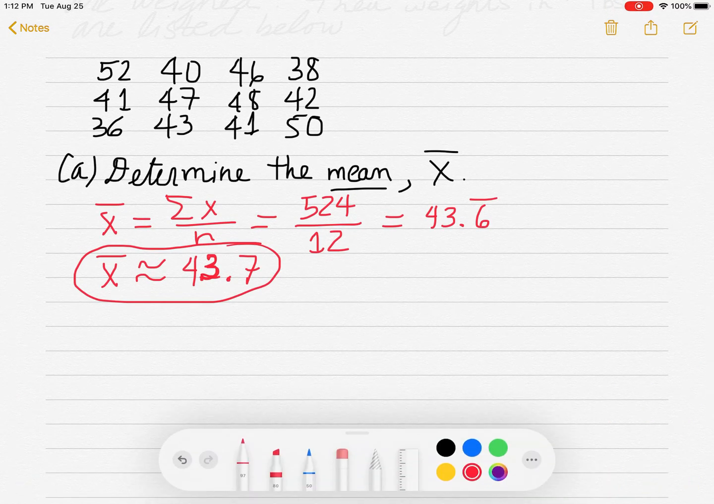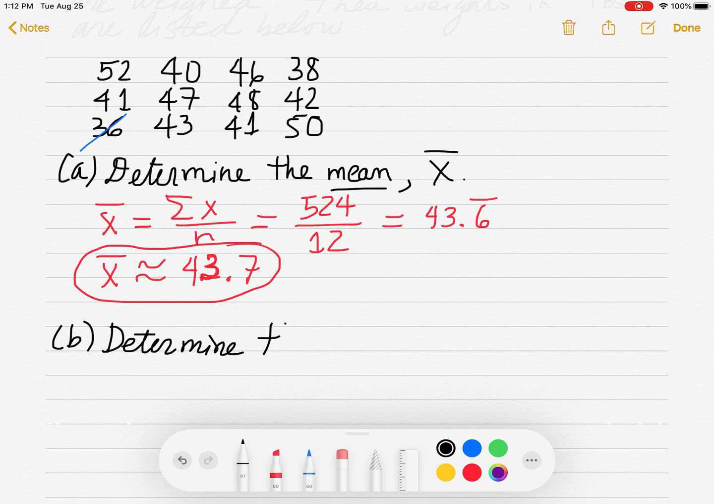All right, now let's do the median. If we're doing the median, we want to put the data values in order. Let's write the instructions: determine the median. Okay, let's start with the smallest, 36, and we're going to work our way up.